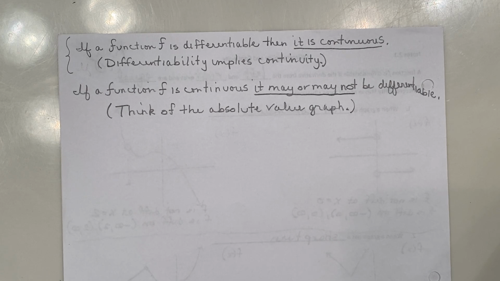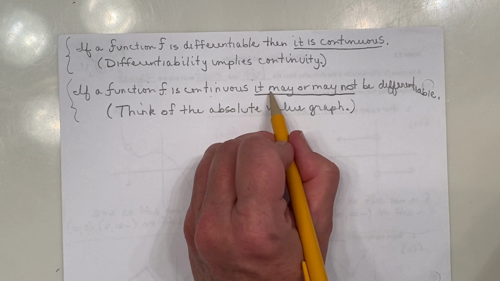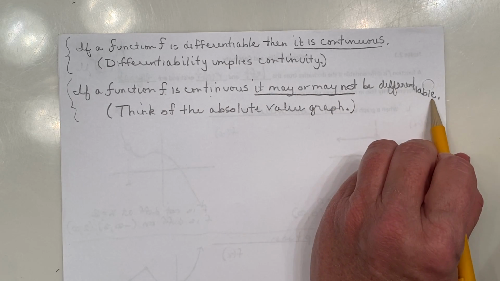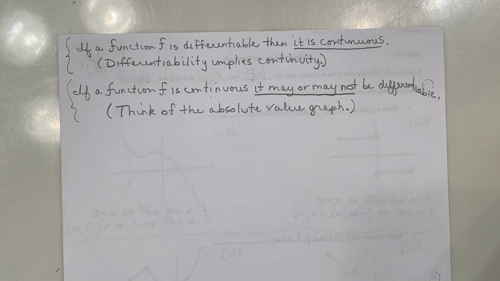Let's look at the other part of that. If a function f is continuous, it may or may not be differentiable. Think of the absolute value graph. The absolute value graph is continuous, but at its sharp turn, it is not differentiable. That's differentiability and continuity from the graphical perspective. We will investigate looking at differentiability from equations, but that'll be in a later lesson.